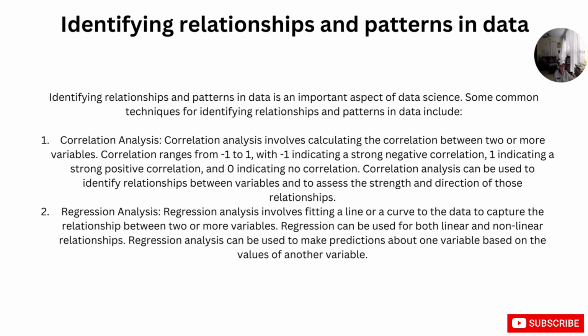1. Correlation analysis. Correlation analysis involves calculating the correlation between two or more variables. Correlation ranges from -1 to 1, with -1 indicating a strong negative correlation, 1 indicating a strong positive correlation, and 0 indicating no correlation. Correlation analysis can be used to identify relationships between variables and to assess the strength and direction of those relationships.